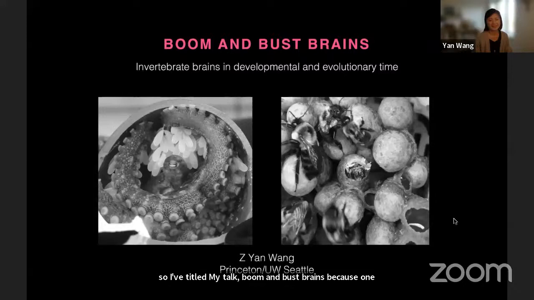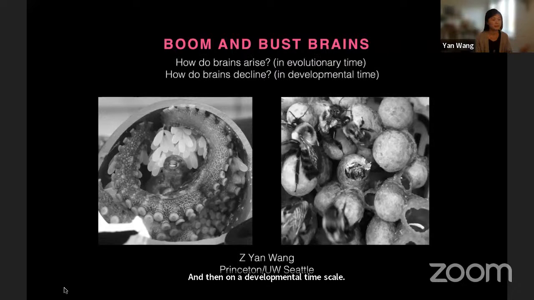I've titled my talk Boom and Bust Brains because, one, I like the alliteration. Two, both of these animals have really unique boom and bust life cycles. And three, boom and bust, or a period of rapid expansion and growth followed by a period of rapid decline, is a theme that I'm seeing more and more throughout the work and the questions that I'm interested in. For example, what can we learn from moments of massive explosion in neural forms, such as at the beginning of the Cambrian explosion? And then on a developmental timescale, over the course of an individual's life, what causes rapid decline as we age?